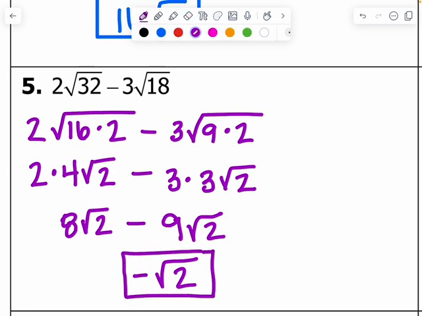How'd you do? If you didn't get it by yourself 100% the first time, it's okay. We got to practice. Okay, so let's look at number 6. If you know you've made a mistake on number 6 based on number 5, pause it, fix it, and then let's go through number 6.